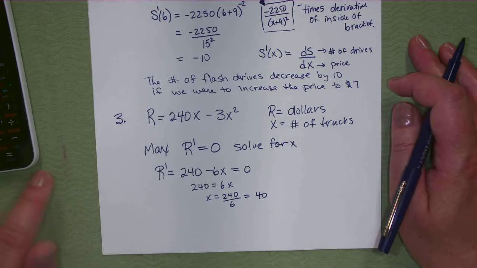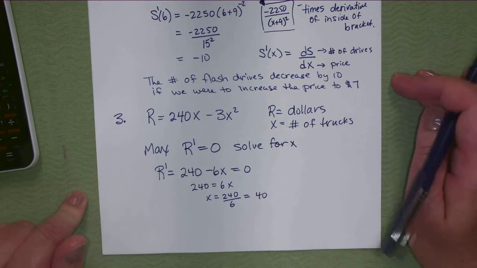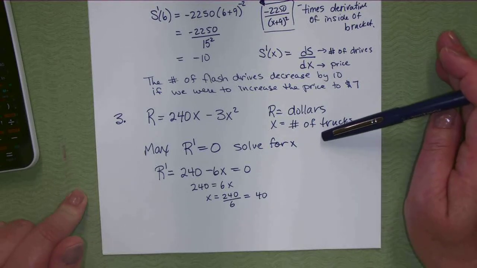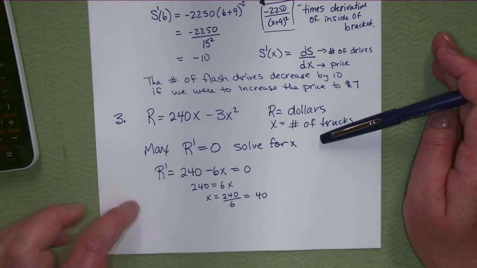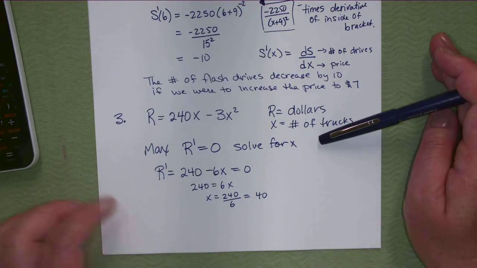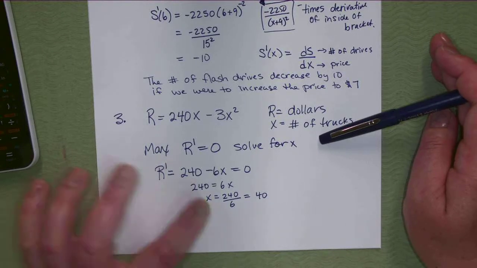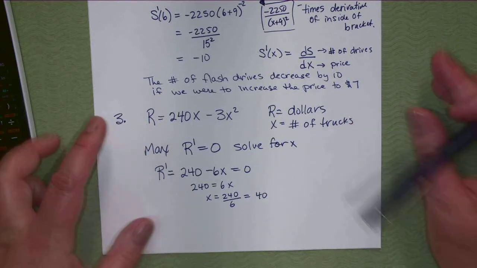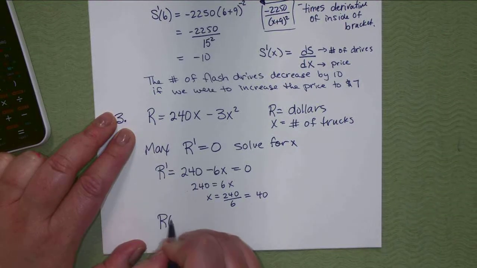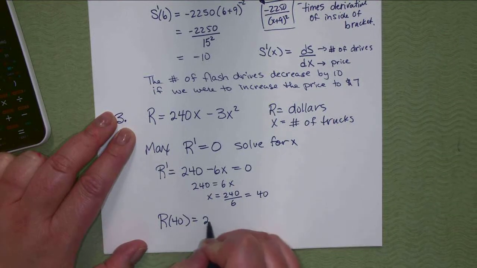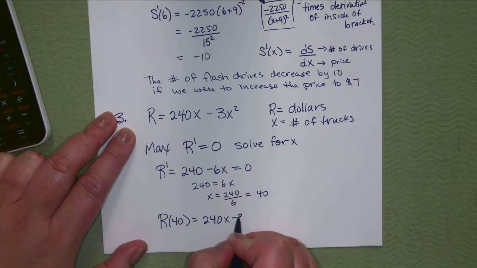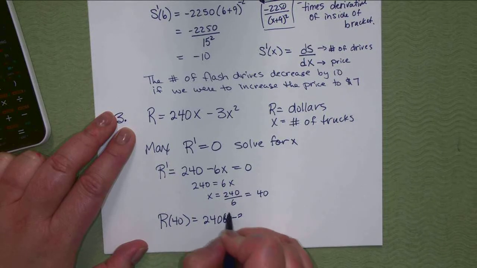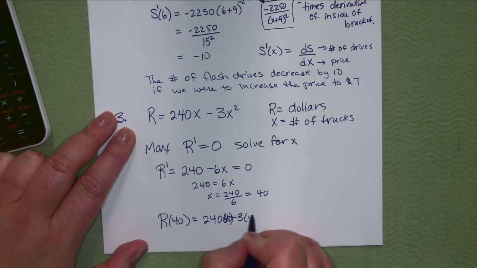Okay, so that's 40 trucks, because X is the number of trucks, and it says to maximize the revenue and also the actual revenue. So what would we do with the 40? How do we find the revenue? Put it into the function. Right, into the original function. So R of 40 is 240 times 40, minus 3 times 40 squared.